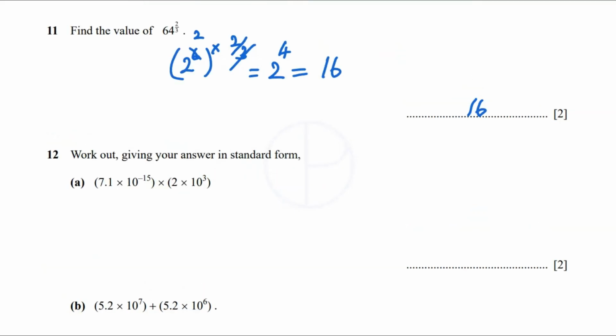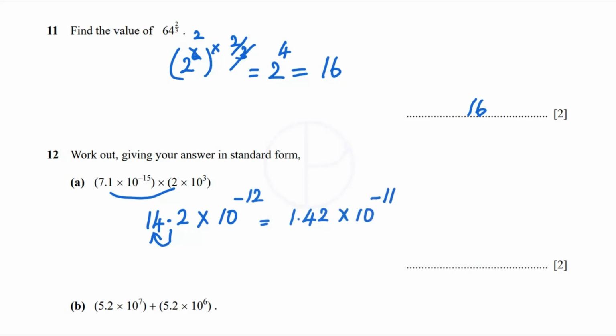Work out, giving your answer in standard form. 7.1 times 2 is 14.2 times 10 power minus 15, and here 10 power 3. When the bases are same, add the powers. So minus 15 plus 3 will be minus 12. So give the answer in the standard form. So the decimal point will go here. 1.42 times 10 power minus 11.